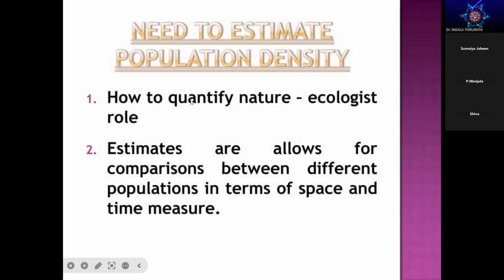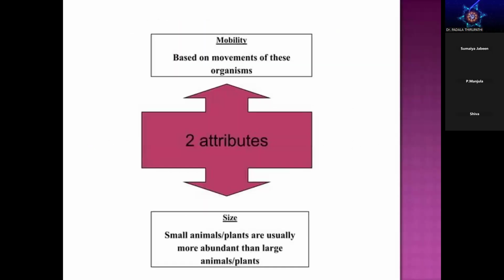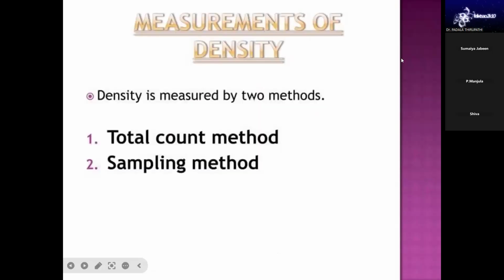Next is population density. The main attributes of population density are based on the movement of these organisms, that is mobility, and another one is the size. Small animals or plants are usually more abundant than the large animals and plants. Another topic is the measurement of density. Density is mainly measured by two methods, that is the total count method and the sampling method.